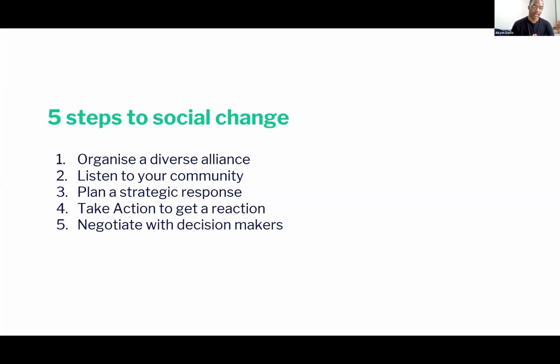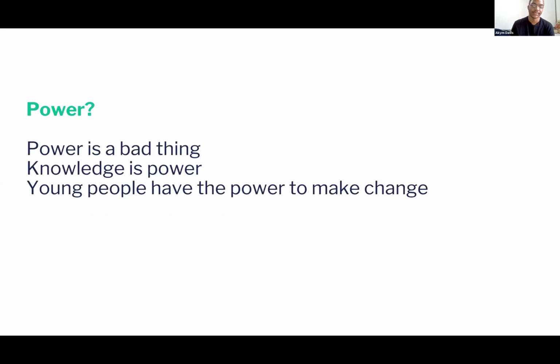One of the most important things, though, which I won't be discussing today, so I will hand this off to Tanya. Hi everybody. So now that Akeem has described the 5 steps in social change, the most important factor of social change is actually power.